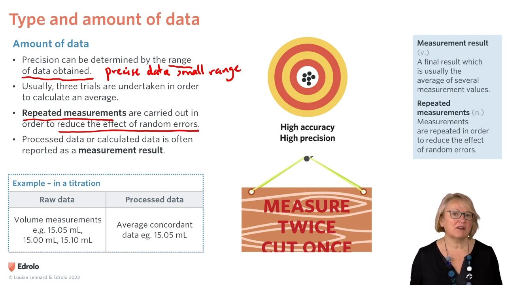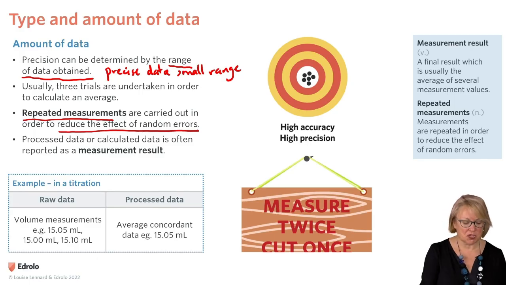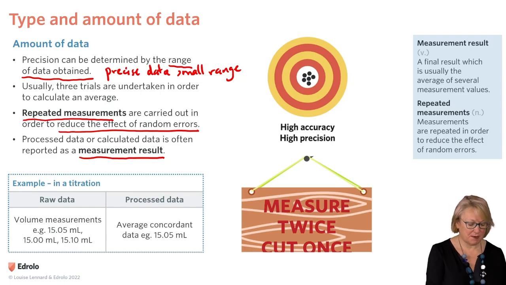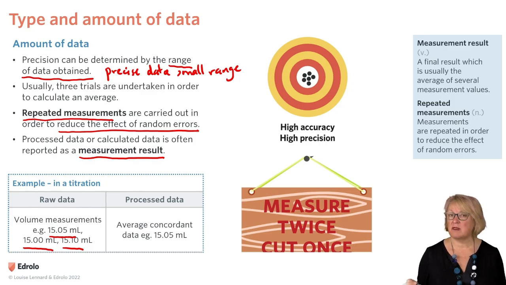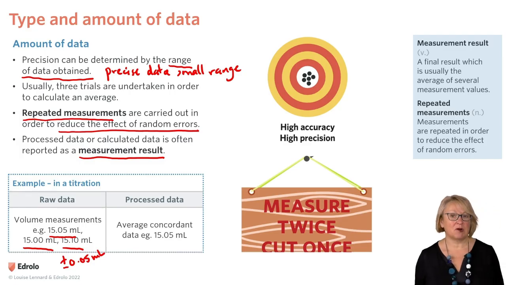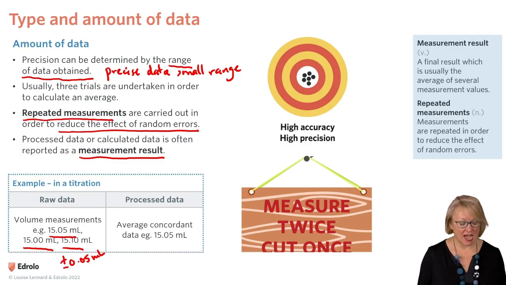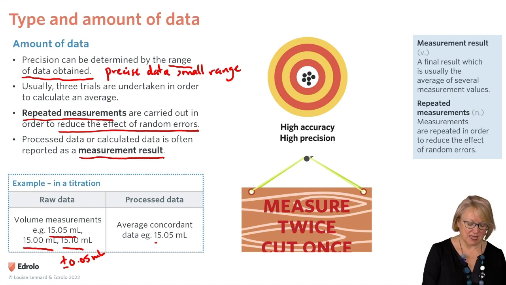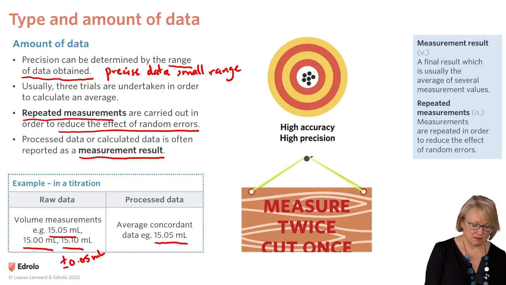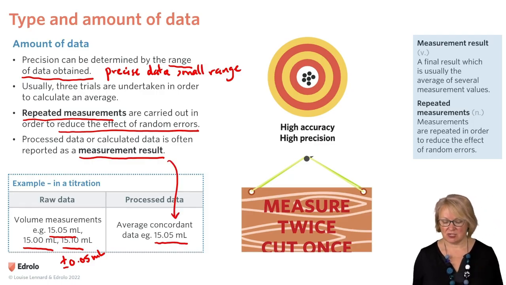Processed data or calculated data is often reported as a measurement result. So, for example, in a titration, the raw data might be the first titer was 15.05 mL, the next titer was 15.00, a third concordant, so within plus or minus 0.05, the third might be 15.10. So what we do is we take an average of the 3, and the average concordant data is what we call our measurement result, and that's used in our calculations.